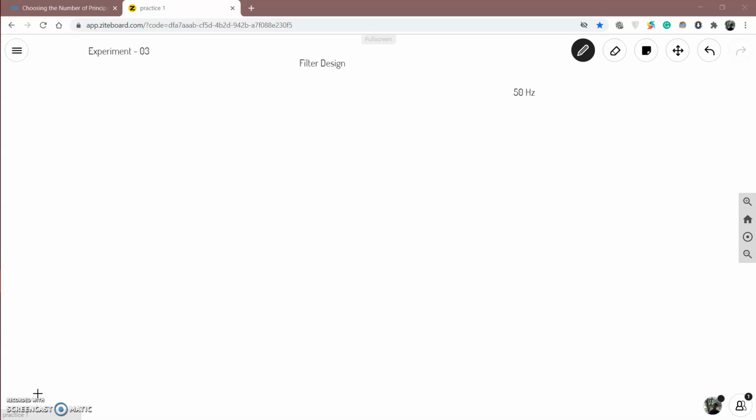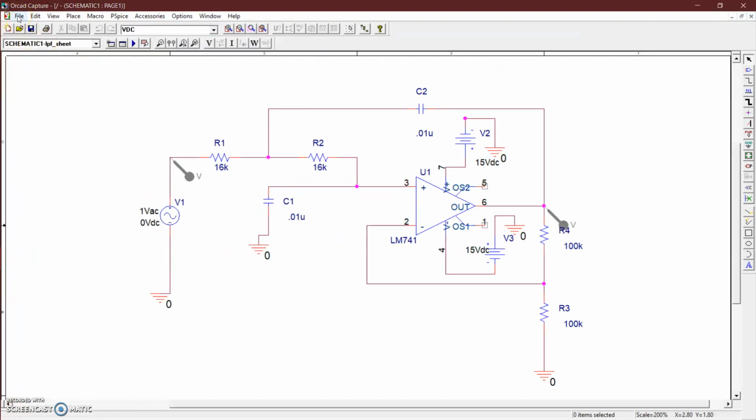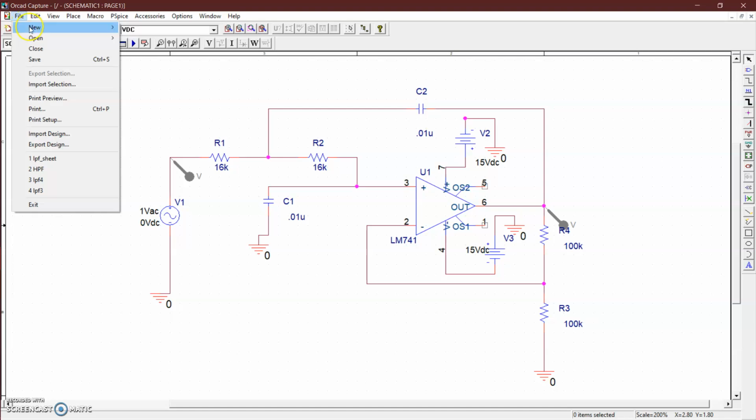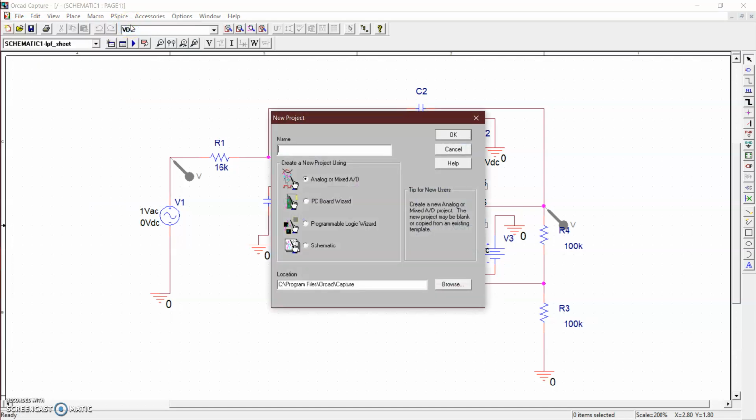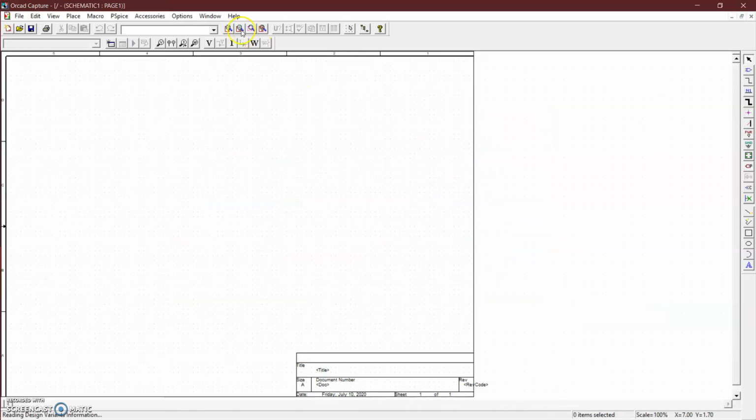So the first question is, what is actually a filter? Let's understand the concept quite well. For example, in our country we use a 50 hertz signal, an electrical signal of 50 hertz. So let's try to simulate it first. Go to your PSpice, go to File, New, and Project. Name the project the way you want. So let's say exp3. Create a blank project.